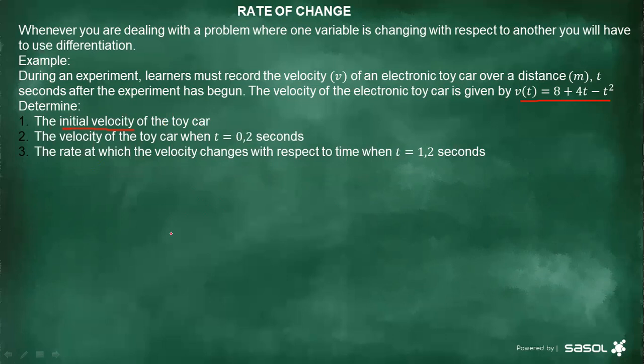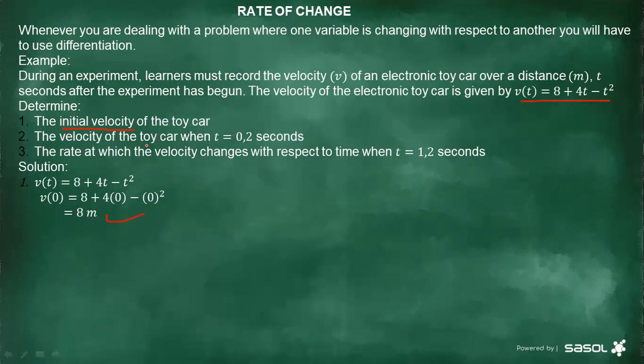So if the car did not start, the initial is the starting, so the time is zero there. T is zero because we haven't started. Hence we are going to be substituting with zero where you see T. The answer is going to give us 80 meters per second.